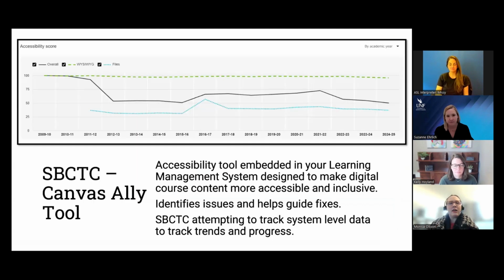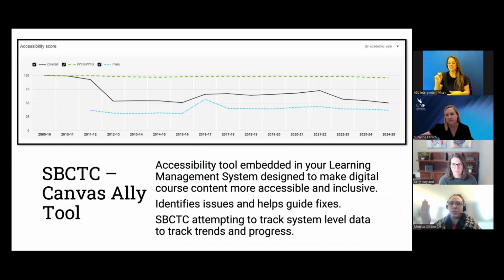Okay, so now I want to talk a little bit about a tool that our system is using. And the state board negotiated a contract with Anthology's Ally tool on behalf of all of our 34 colleges. And so Ally is a tool that is available to all of our colleges, including the state board, to use. It's embedded and located inside our LMS, Canvas.